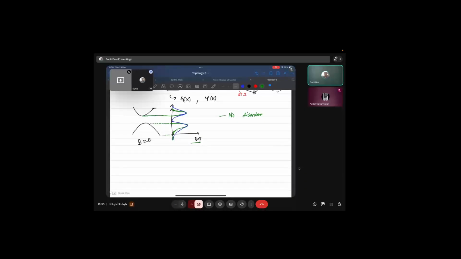So the green curve says no disorder, and then the blue one, there is some disorder.